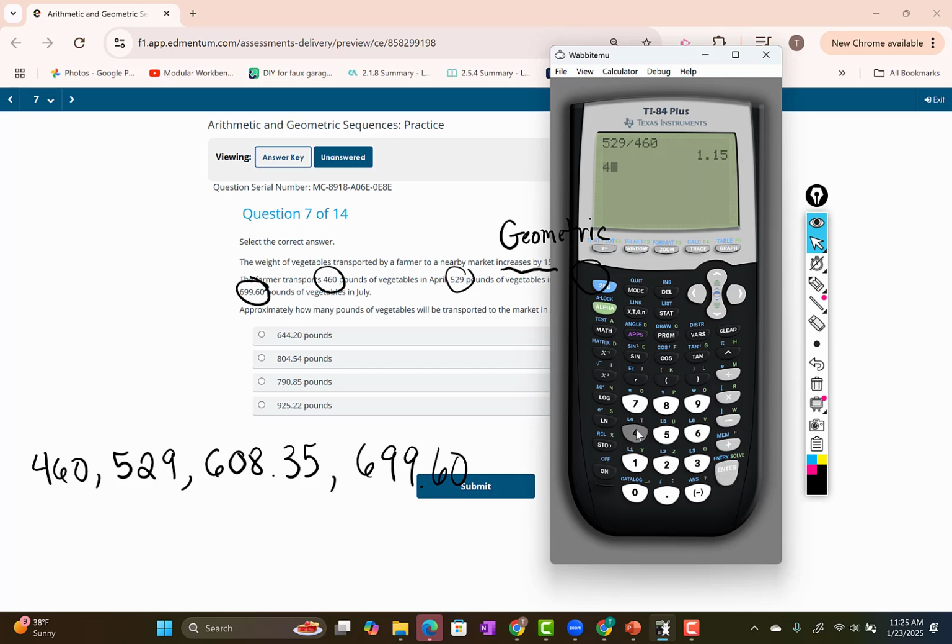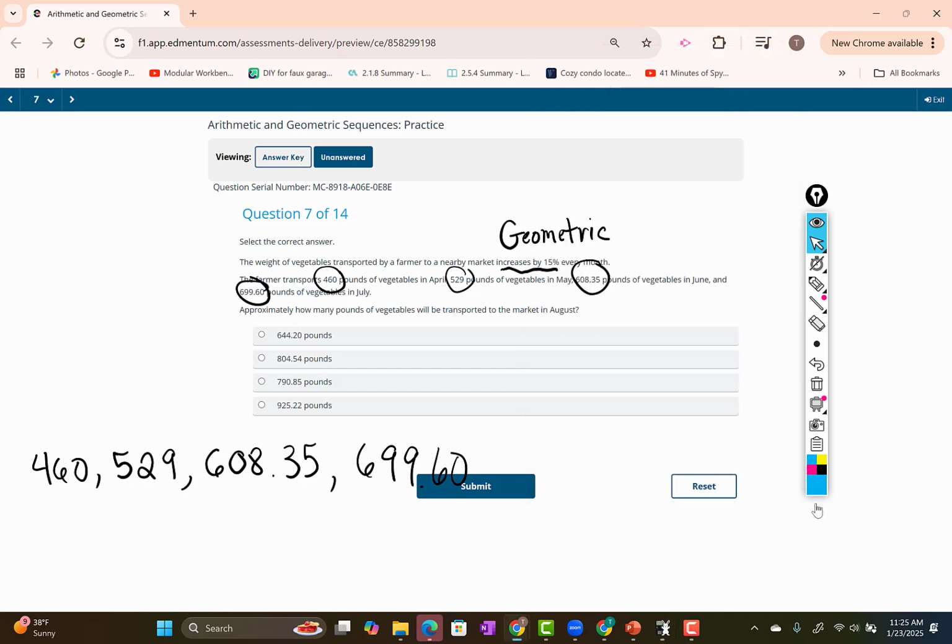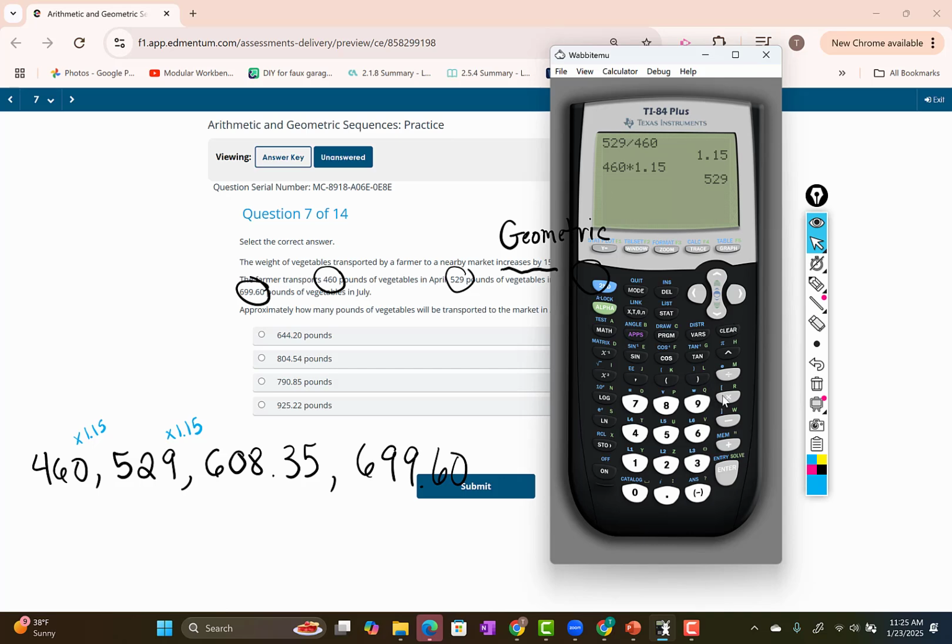Now let's verify this. Let's take 460 and multiply it by 1.15. Do we get the second term? Yes. So our common multiplier, at least between the first two terms, is 1.15. Let's verify this further. Let's take 529, our second term, and multiply it by 1.15. That should give me 608.35, and it does. It gives me the third term exactly.